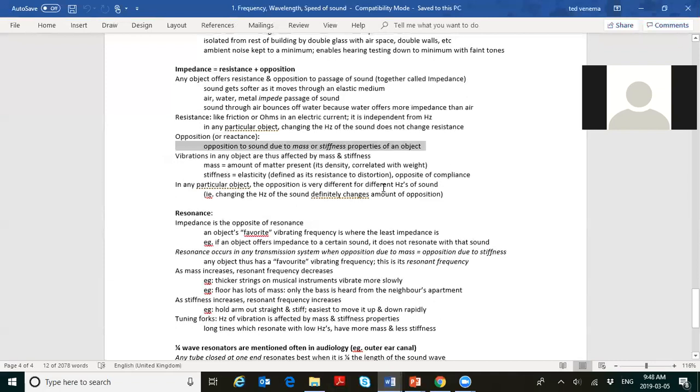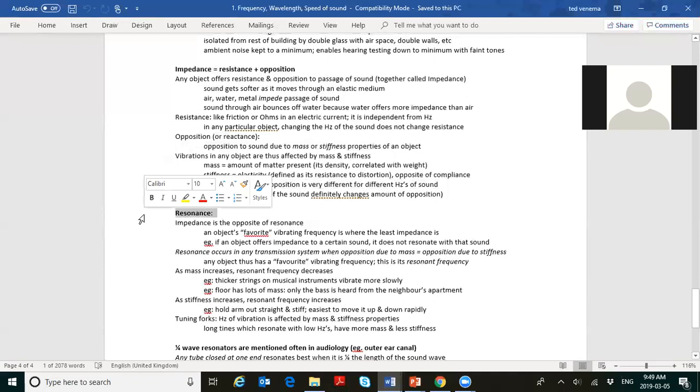And stiffness is the opposite. The stiffer an object is, the less it likes to pass lows. It doesn't like lows. It stops lows, and it really lets highs get through. So in any particular object, the opposition will be very different for different frequencies of sound, because different objects have different mass and different stiffness. Now we get to resonance, and that's all that is impedance flipped upside down.